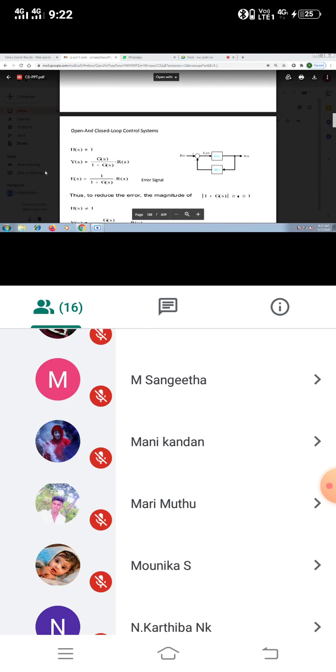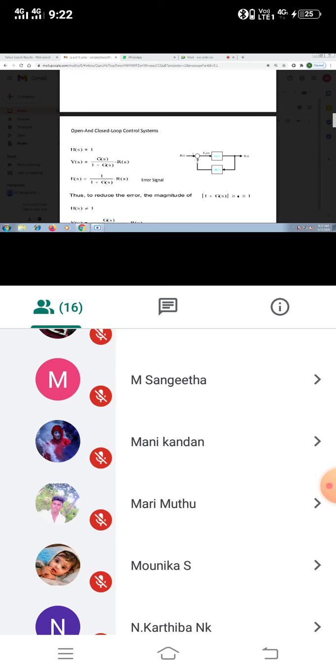This block is connected in a negative feedback loop. So from the negative feedback loop we can get the output Y of S equal to G of S by 1 plus G of S into H of S, with the input R of S. This is the negative feedback loop formula.